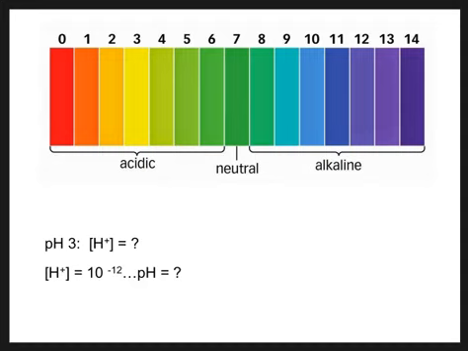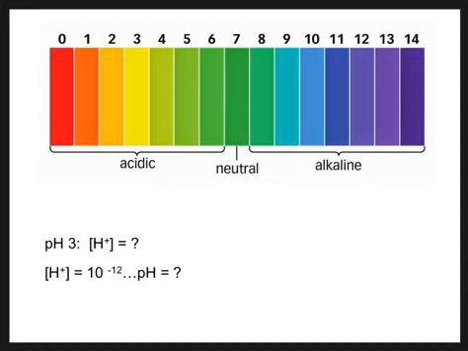Okay, so a solution that has a pH of 3 is going to have a hydrogen ion concentration of 10 to the negative 3. So that's 10 and then negative 3 up in the superscript. So look at your next one: a hydrogen ion concentration of 10 to the negative 12.